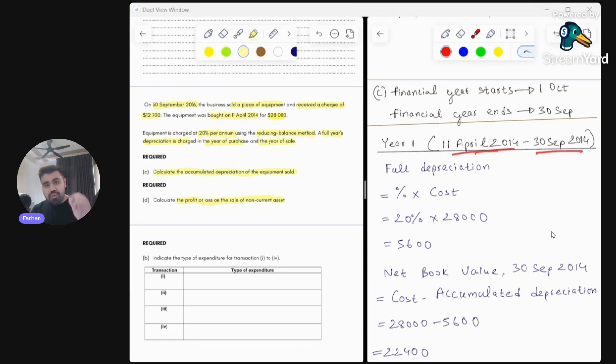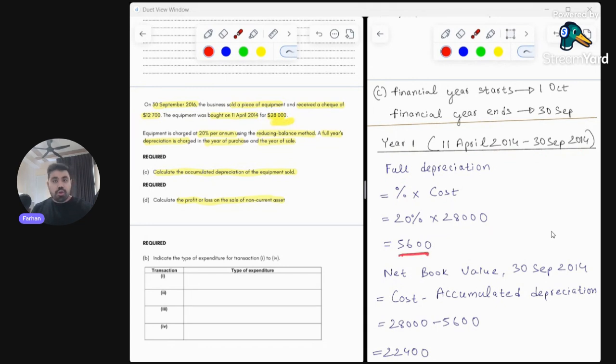Now, based on the business policy, we are to apply a full depreciation in the year of purchase. And a full depreciation is calculated by simply multiplying the given percentage with the original cost. The given percentage, as mentioned in the question, is 20%, and the original cost is $28,000, which is what you can see in the second line here. All right, $28,000. And altogether, that gives us a full depreciation of $5,600 in the first year.